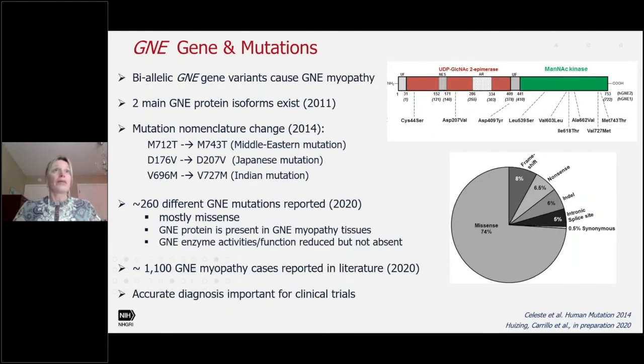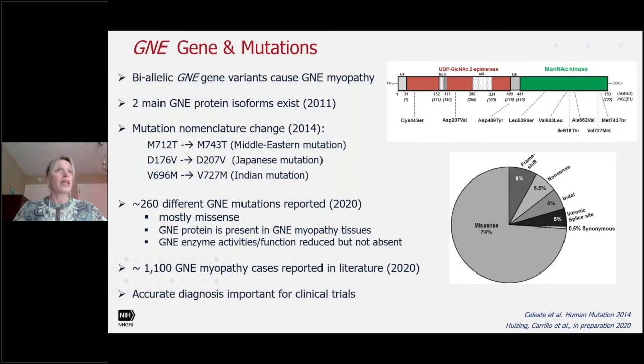A little bit about the GNE gene. Again, as I said, biallelic, 2 mutations in the GNE gene cause GNE myopathy. The GNE gene encodes or can be translated in humans into 2 main isoforms, the so-called GNE1 and the GNE2 isoform.